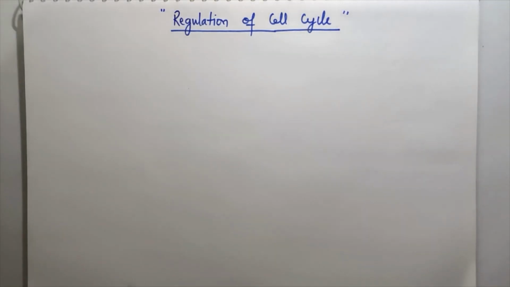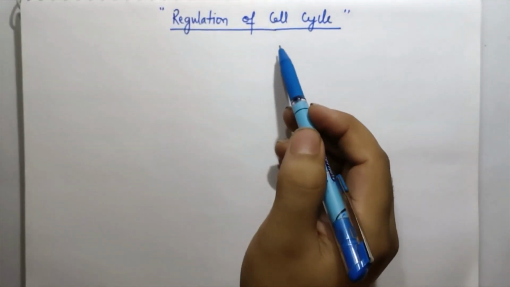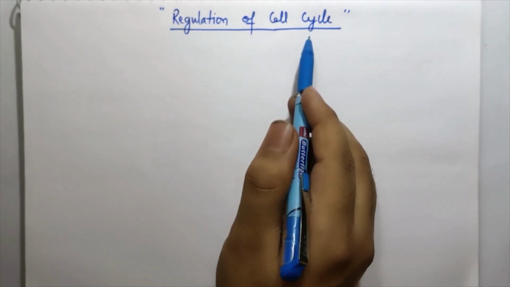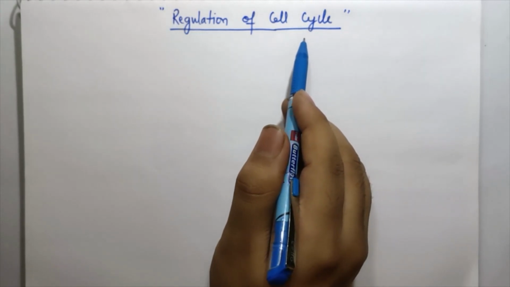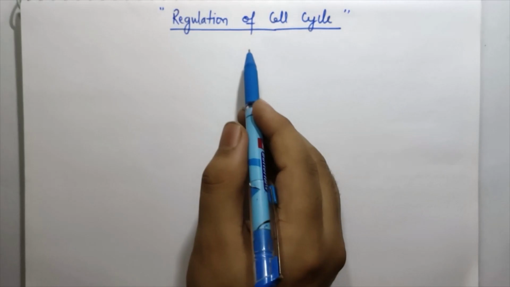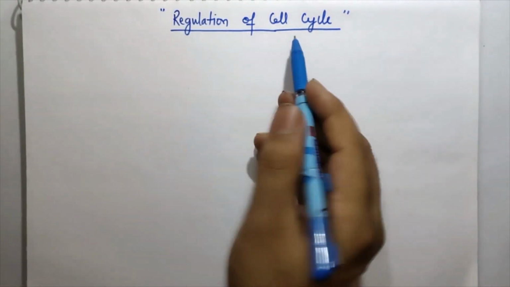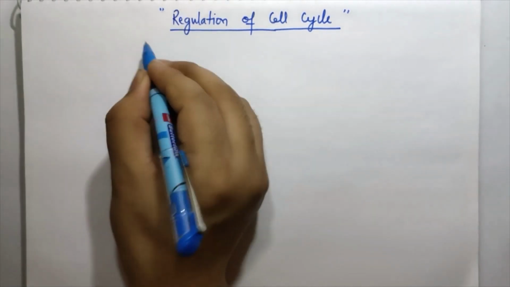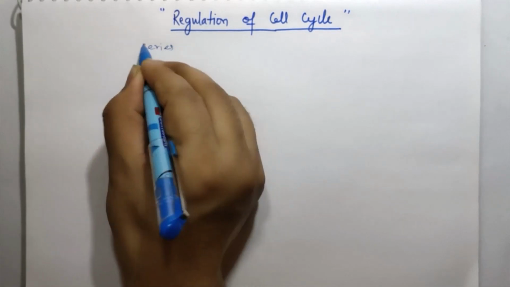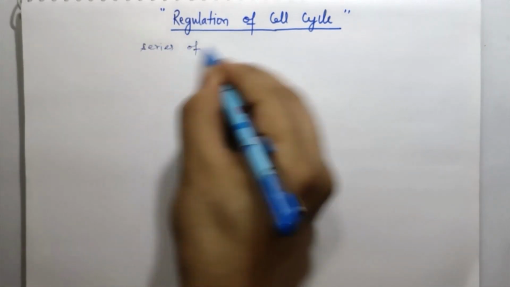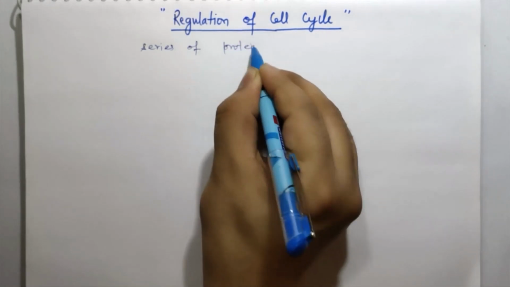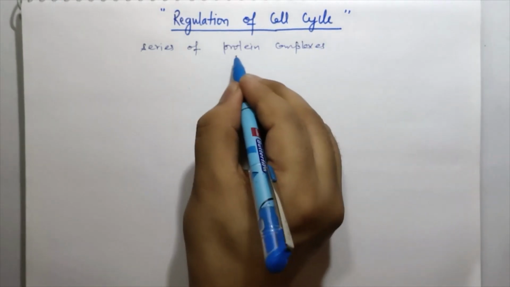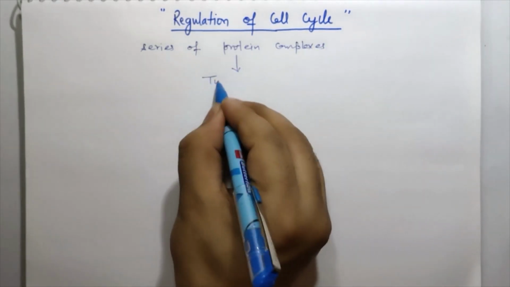So coming to the second part of the cell cycle, that is regulation of cell cycle. Basically, cell cycle is a highly regulated process and it is regulated by a large number of regulatory molecules, and they form a series of protein complexes. These protein complexes are made up of two subunits.